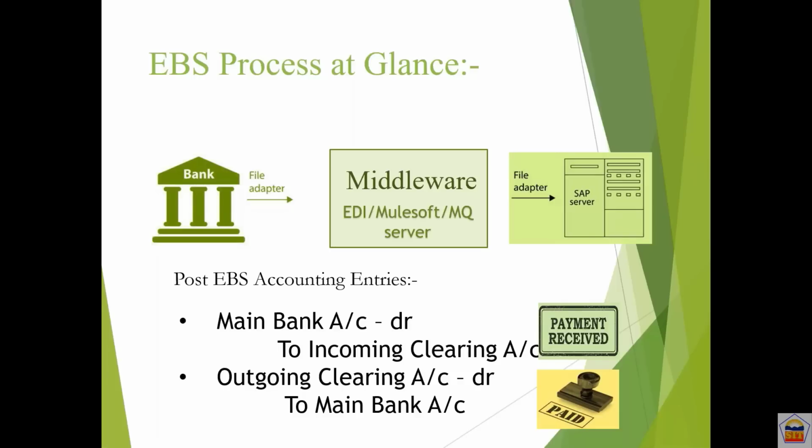So we will be getting a file from the bank in either a BAI2 or an MT940 format. We'll upload that file into the system, but we'll be getting that file through some middleware, because directly we will not be able to receive that file. This middleware may be MuleSoft or EDI, or some other middleware through which we'll be getting that file. Finally, that file will reach the SAP server and come to the SAP environment.